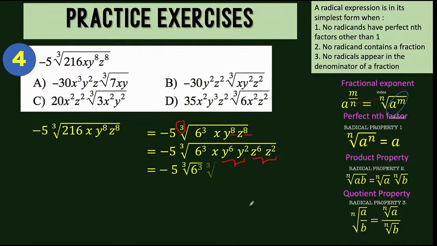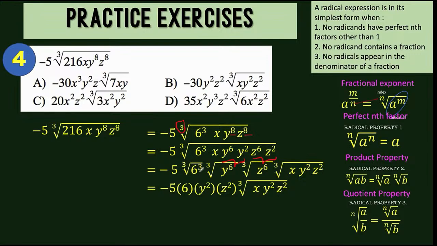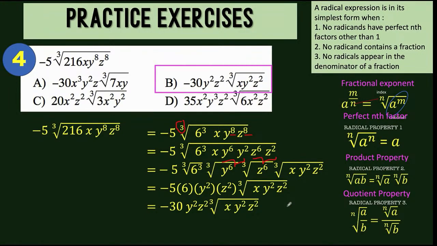Then apply the product property of radicals to write them in separate radicals, and apply the perfect nth factor as well as the definition of fractional exponents to simplify them. So we copy negative 5. The cube root of 6 cubed is a perfect nth factor, that's equal to the base 6. Here, the exponent 6 divided by the index 3 is 2, so you have y squared. The same explanation for the cube root of z to the 6, that becomes z squared. And copy the remaining. Then, perform the final simplification. Negative 5 times 6 is negative 30, and copy all the rest. This is now the answer, which is letter B.